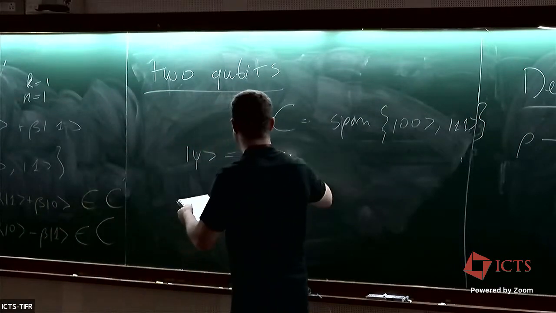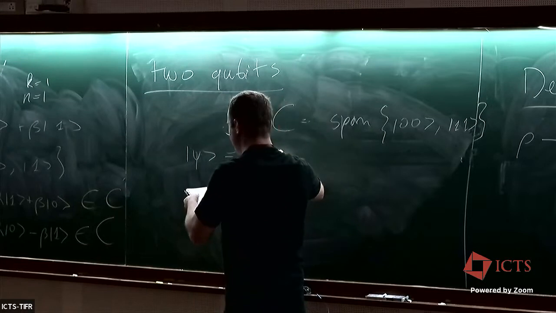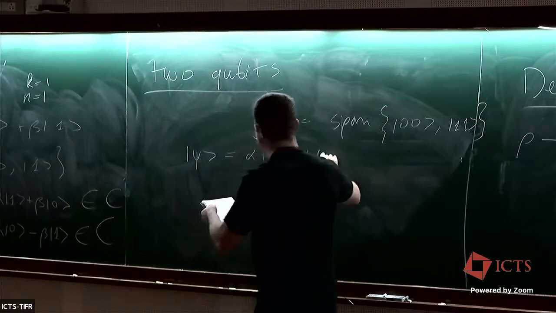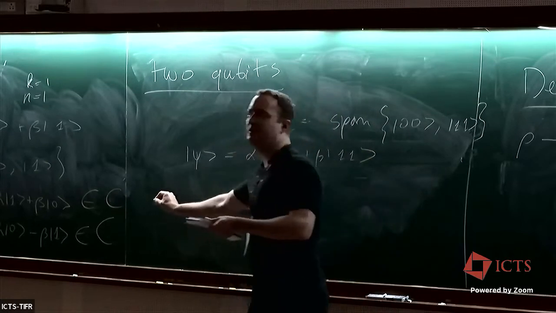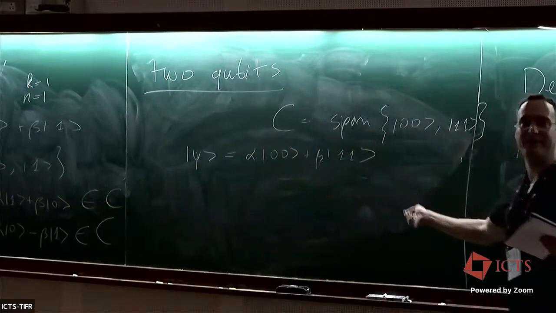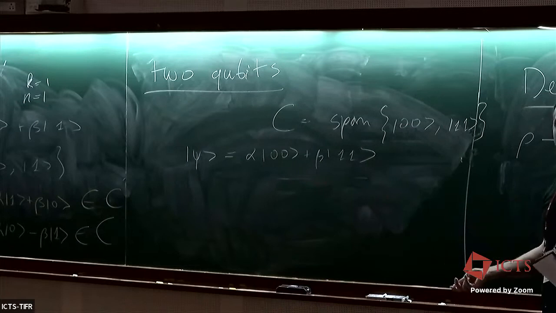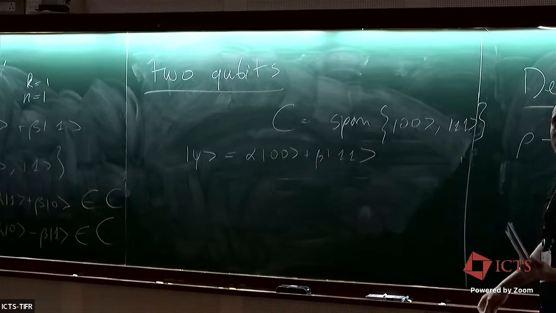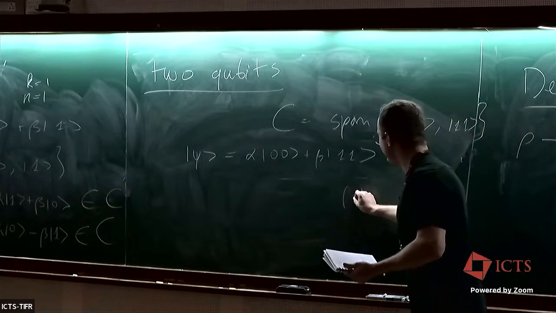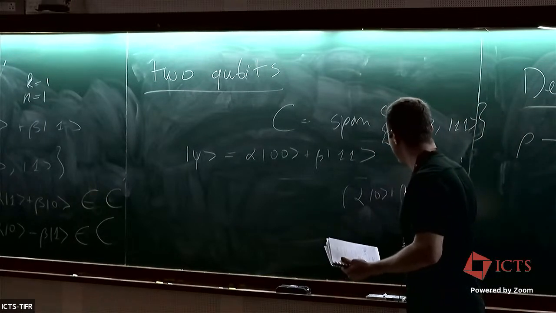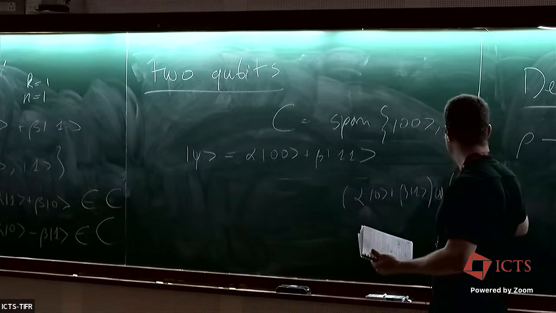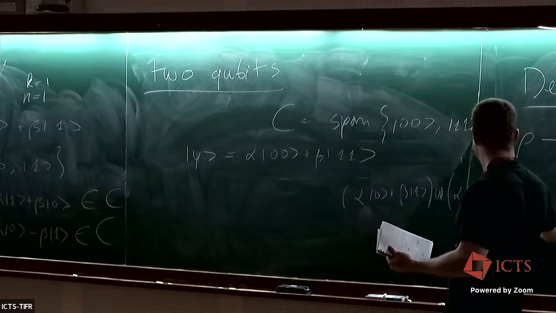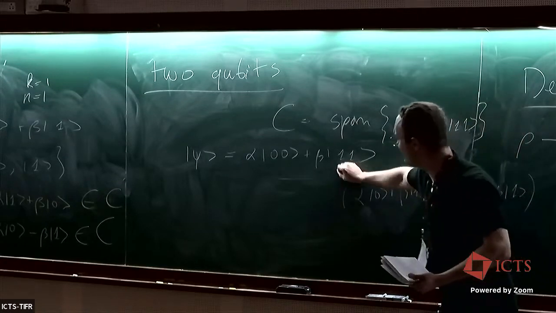And any state within the code space can be written as alpha 0,0 plus beta 1,1. Note that Guru Prasad talked about the no cloning theorem. This does not violate the no cloning theorem. We're not taking a qubit here and copying it. That would give you alpha 0 plus beta 1, tensor product alpha 0 plus beta 1, which is not equal to this.